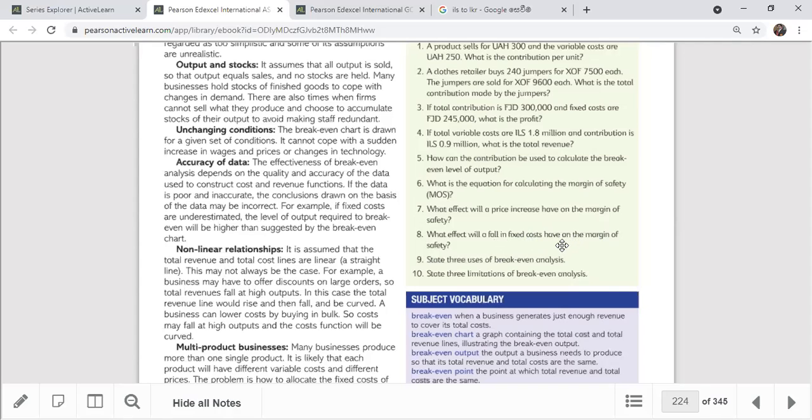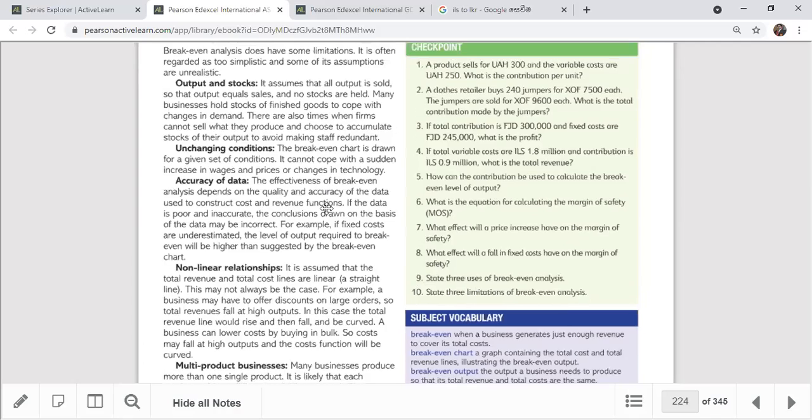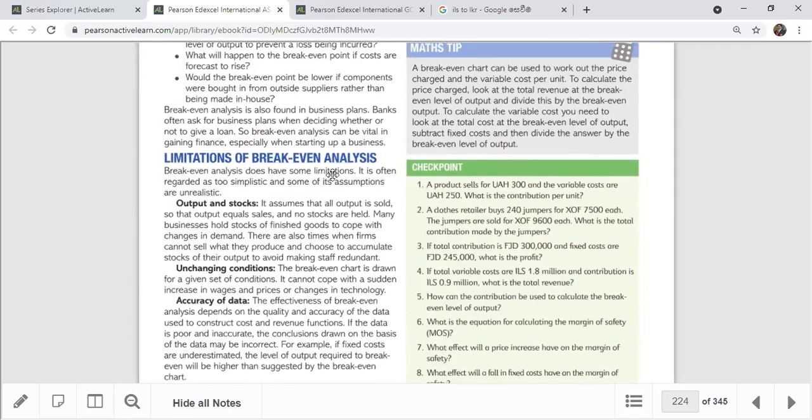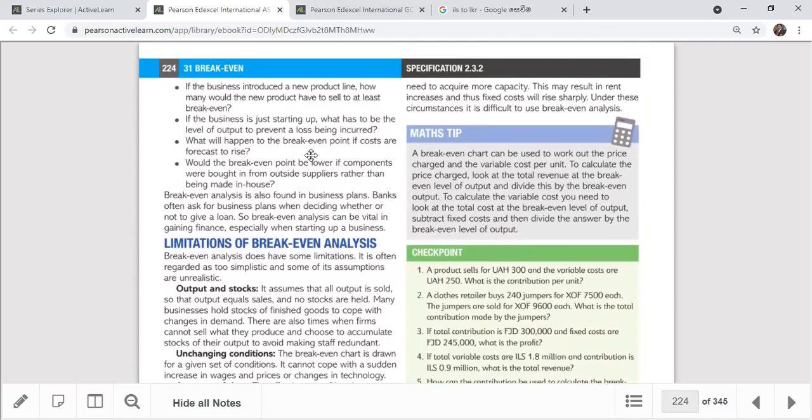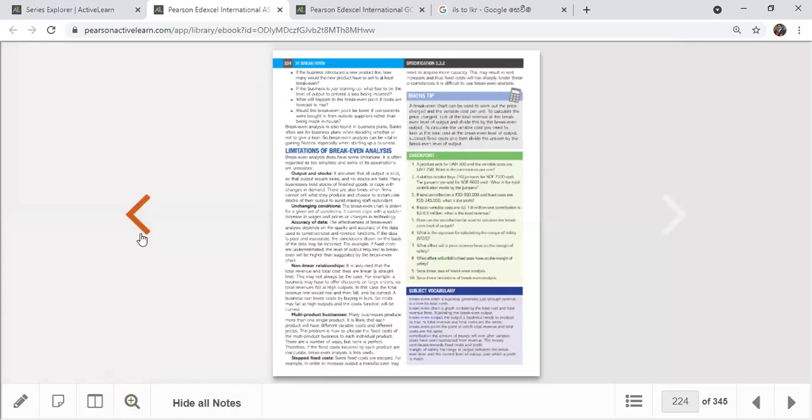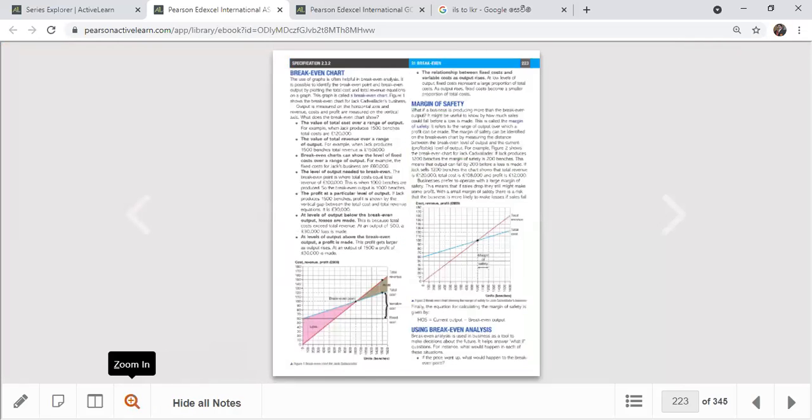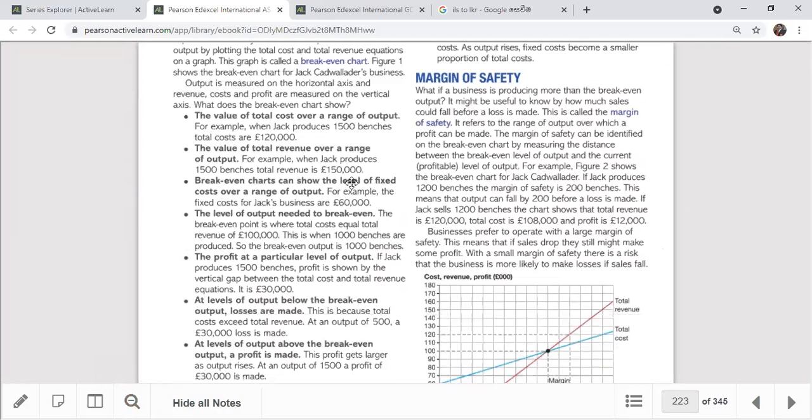Right? So that's a thing like questions 7 and 8, a little technical part, the relationship they're asking. Okay. Question number 9, they're asking to state 3 uses of break-even analysis. This break-even analysis we can use for different situations, like to find out the profit of the business, to find out the loss region, to find how many units they have to make in order to break even, in order to make good decisions.